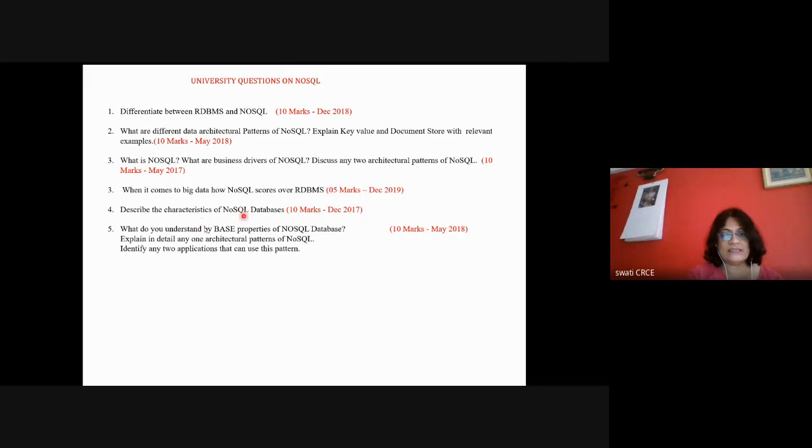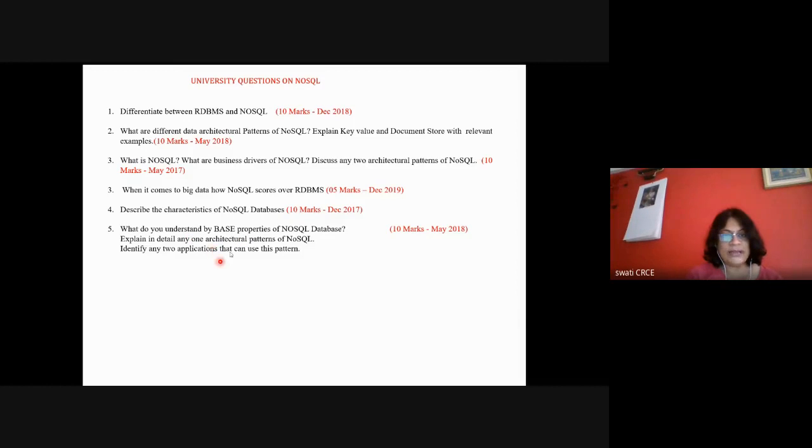Then this is about the characteristics of NoSQL. Characteristics come up again when we differentiate, at that time we consider all the characteristics, so it is similar to that only. Then one of the characteristics is the BASE properties, that is basically available, soft state, eventual consistency. That is Brewer's theorem, and that is called the CAP theorem that I told you last time.